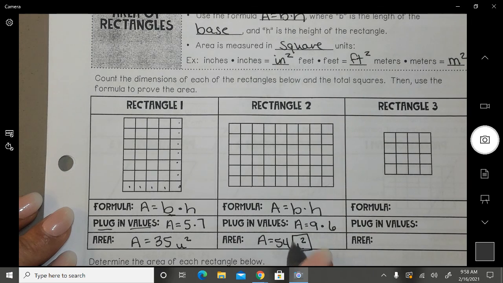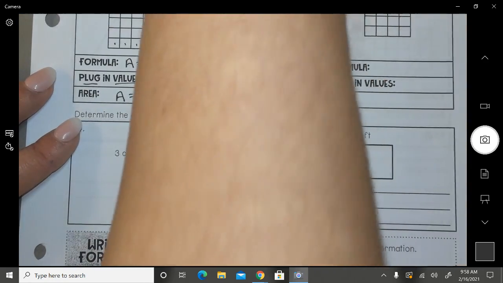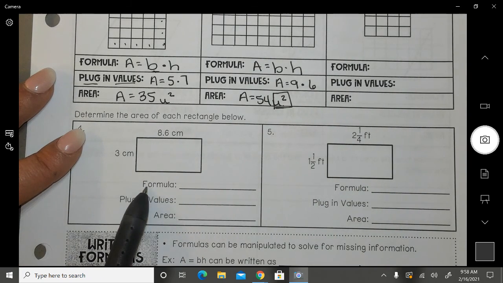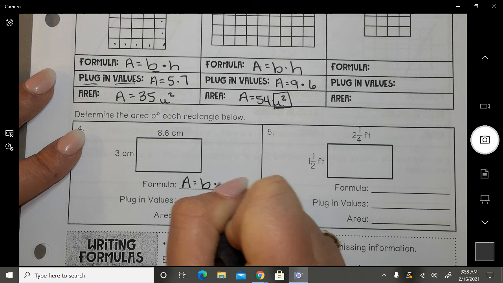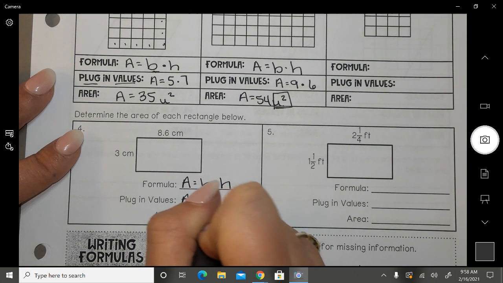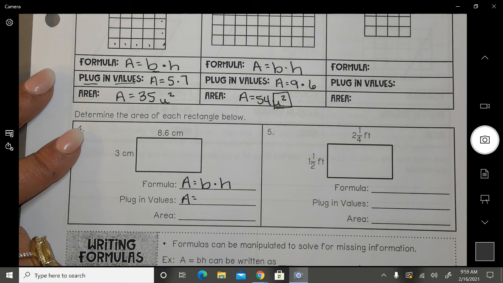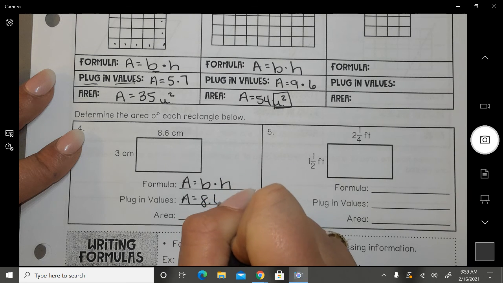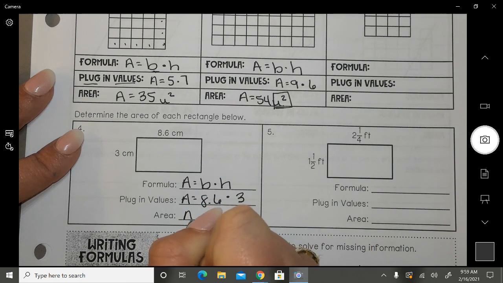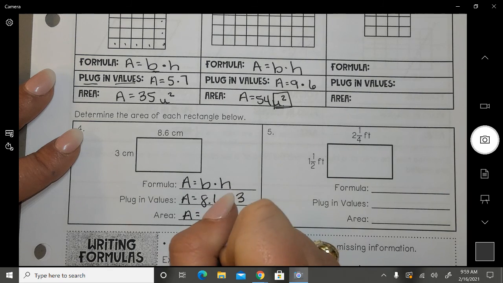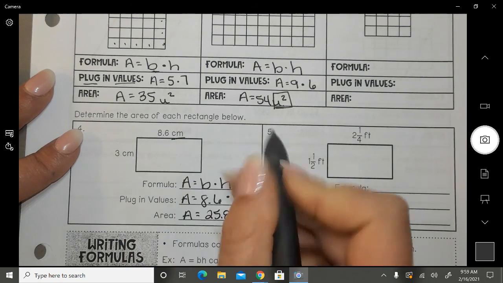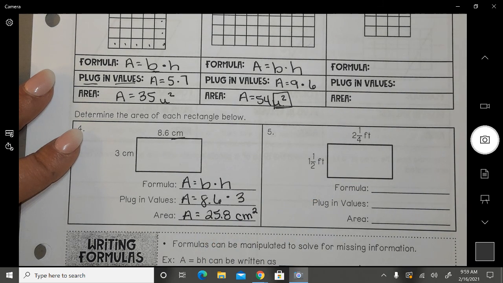This piece right here is very important. If we hop on down, we still have formula, plug-in, and area. So we write the formula, area equals base times height. Plug in the values. Area equals, what's the base? 8 and 6 tenths times our height, which is 3. If I plug that into the calculator, what do I get? 25 and 8 tenths. Now we're working with centimeters, so it's going to be centimeters squared.